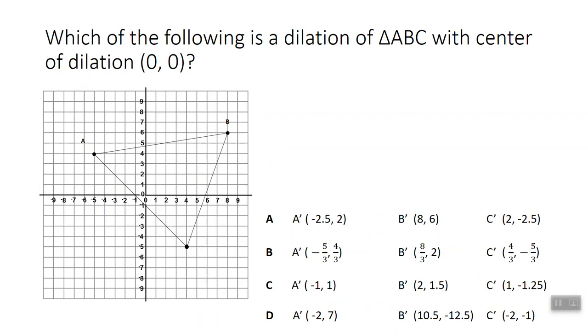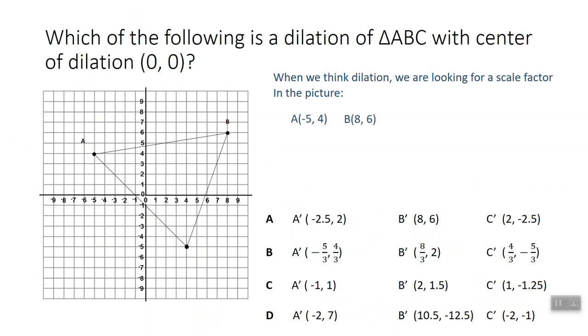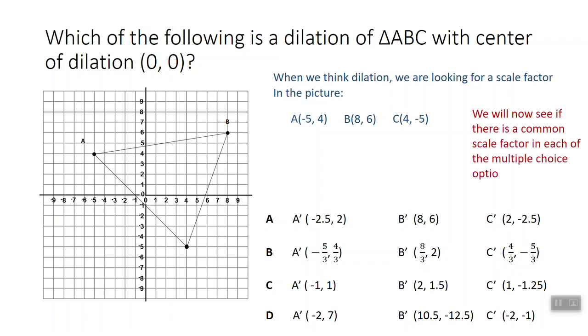So now a new problem. Which of the following is a dilation of triangle ABC with center of dilation 0, 0? Boy, that sounds intimidating, but don't worry, this problem is actually one of the nice ones. When we think dilation, we're looking for a scale factor. In the picture, we're given A, B, C, where A is at -5, 4, B is at 8, 6, and C is at 4, -5. We will now see if there's a common scale factor in each of the multiple choice options. My idea is if I take a new set of ordered pairs and divide them by the old set of ordered pairs, I really want to find a common factor.